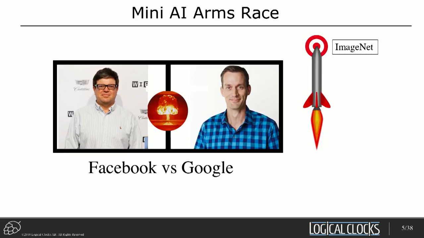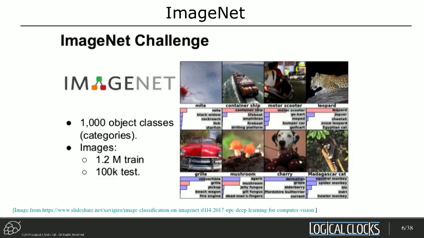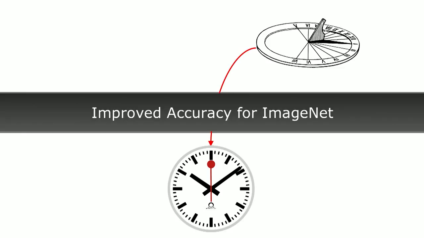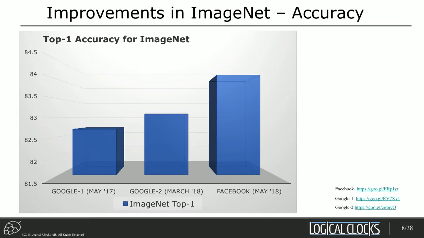ImageNet, in case you're not familiar with it, is a big data set. It's 300 gigabytes. It's 1 million images for training, and 100,000 images for testing. And there are 1,000 different classes of objects in the images that you try to identify. The top one prediction is correct if your best prediction matches what's in the image. So what have they competed in? Firstly, they've been trying to improve the accuracy on ImageNet, training models where you can get higher accuracy. And Google kicked this off about a year ago.